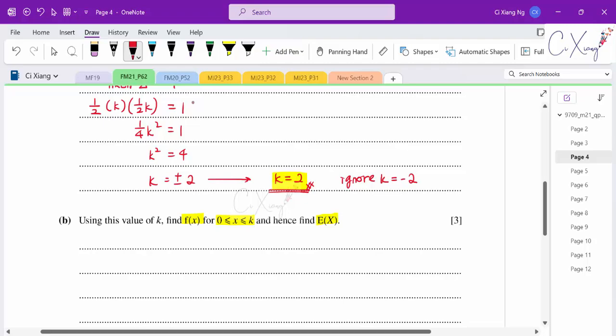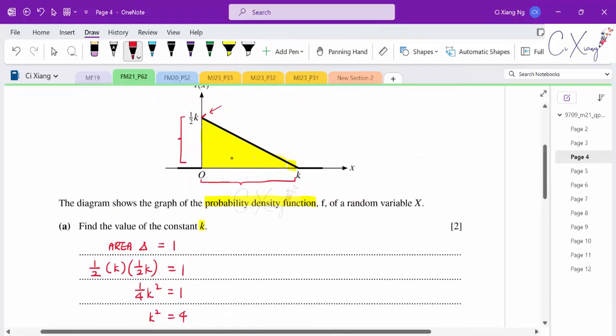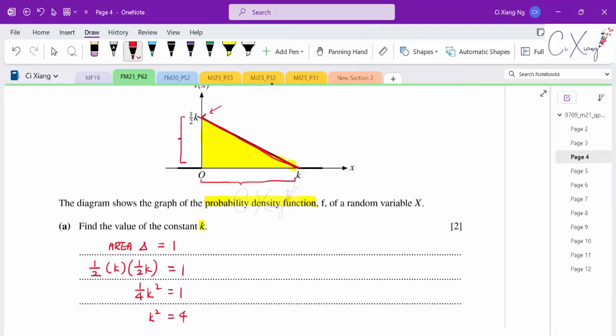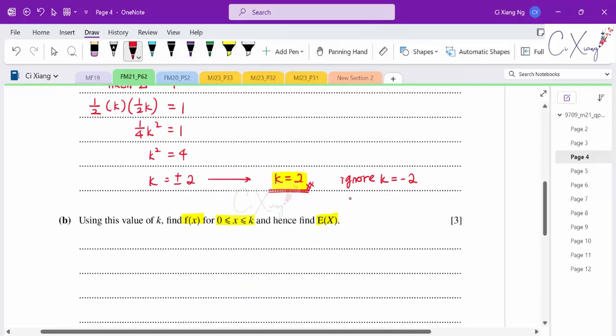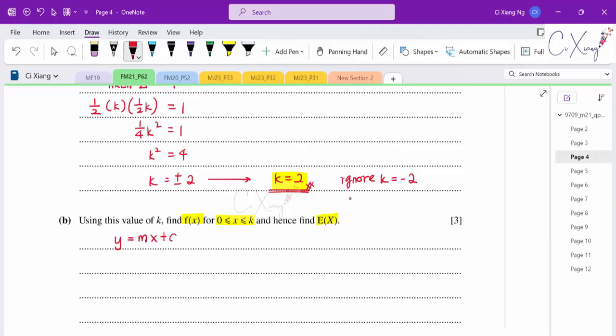Alright, so if I have a look for the function here, this is a linear line, right? Linear equation. So this particular red color line here is a linear equation. So for this linear equation, the general formula will be y equals mx plus c, right? Okay, so y equals mx plus c.